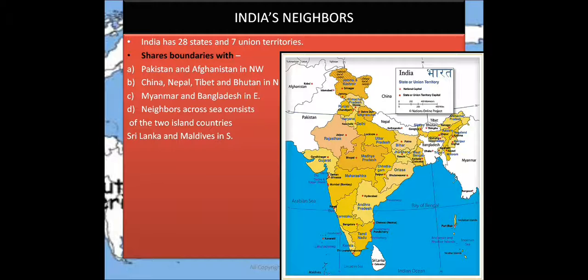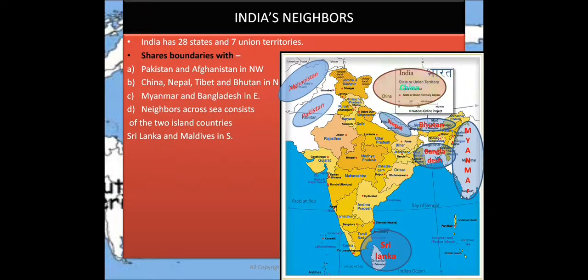Now let us have a look at the neighbors of India. India has 28 states and 7 union territories. It shares its boundaries with Pakistan and Afghanistan in northwest, China, Nepal, Tibet and Bhutan in north, Myanmar and Bangladesh in east, and we have 2 neighbors across sea. These 2 are island nations or island countries, Sri Lanka and Maldives in south.